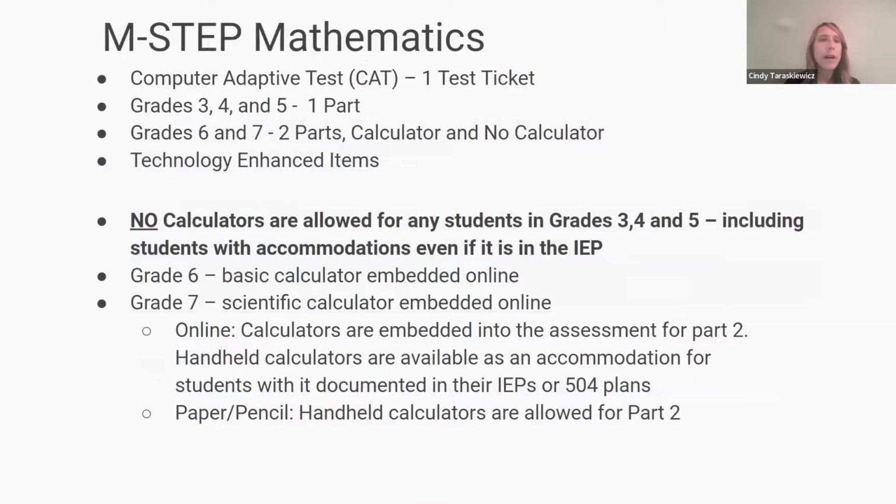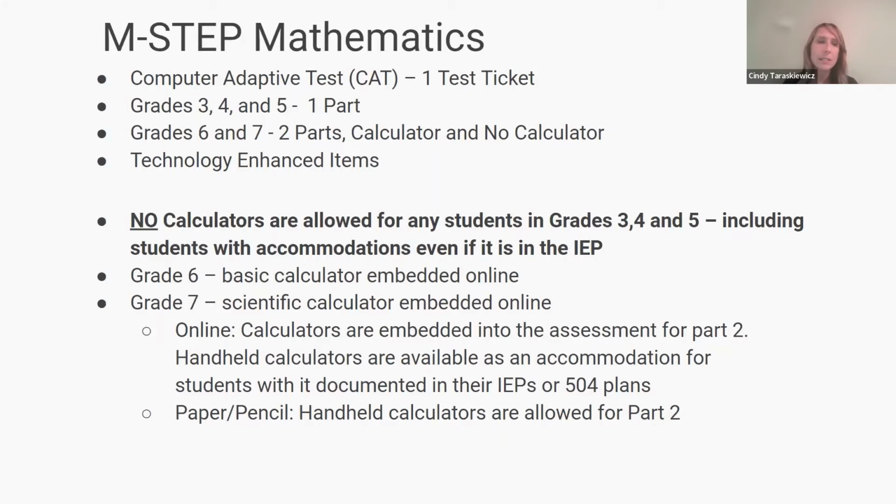Grades 3, 4, and 5 is 1 part. Grades 6 and 7, you have 2 parts. You have a calculator and no calculator part. You have your technology enhanced items. No calculators are allowed for students in grades 3, 4, and 5. And that goes same as with the reading. They're seeing how the students can do those computations. So they're not allowed to use those calculators.